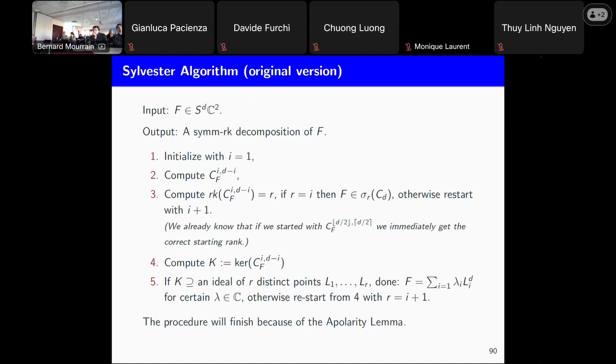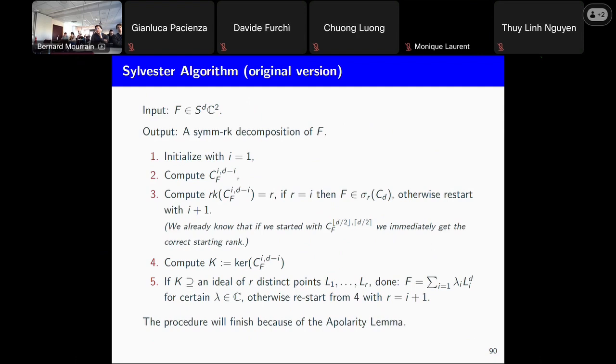And then, once you've found the catalecticant that has the minors that tell you the border rank, you compute the kernel of that catalecticant. And if in this kernel you may find an ideal of R distinct points, where R is the rank you get for that matrix, then you're done, because you have found the decomposition of R distinct points. And so you have your f equal to the sum of Li to the D.